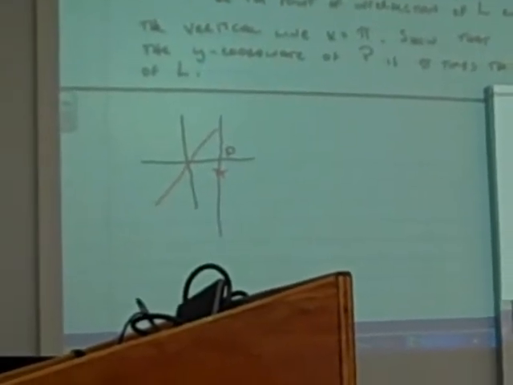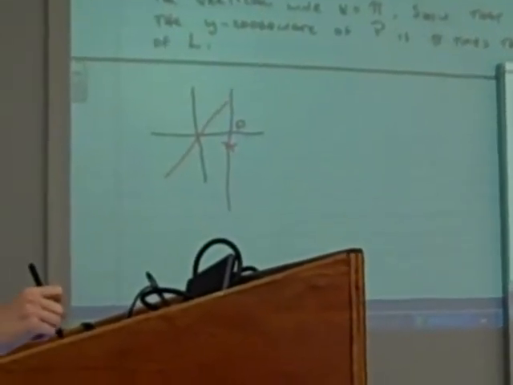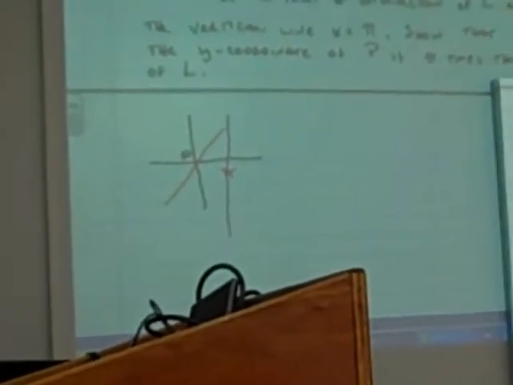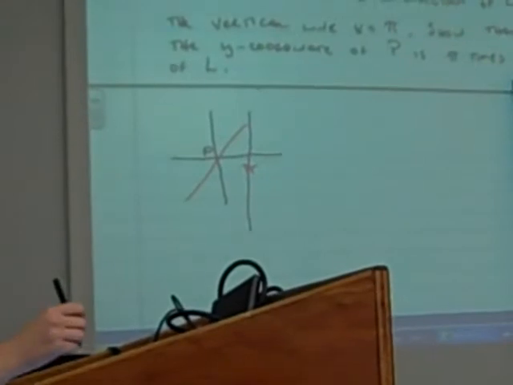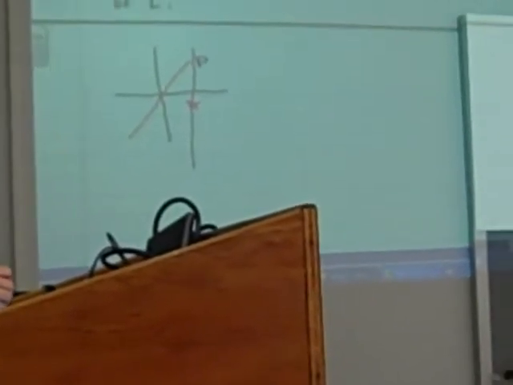Right there? Which line is L? L's the red, the one you started with. Where does it intersect the vertical line x equals pi? Right there? That's the point we're looking for. Okay, go ahead and put me a dot there or something. Show me that's a point.